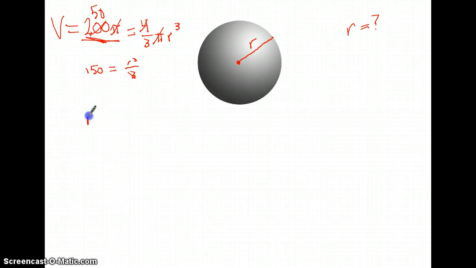Now the problem is, how do I figure out what number times itself is 150? You did this a little bit in the volume chapter or section on cubes, because sometimes it would say, okay, you know the volume of a cube. That's really where we're at now. I've got the volume of a cube whose edge is r and whose volume is 150. How do I figure what r is?